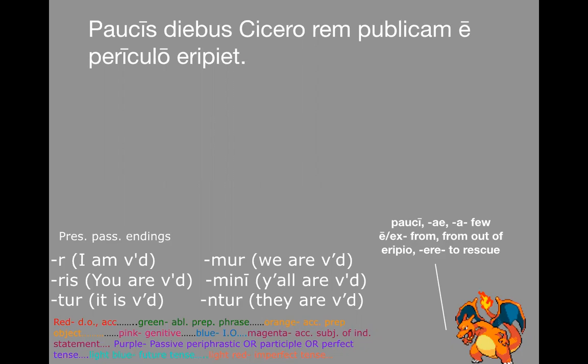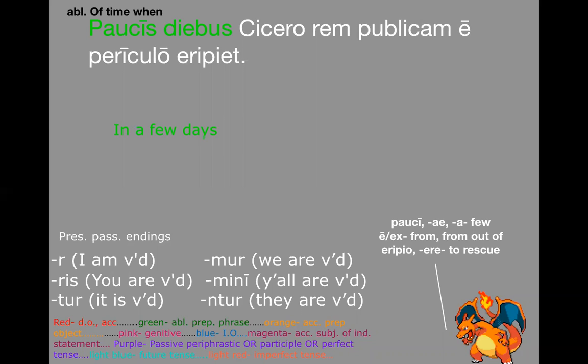Eripio is kind of like rapio. Rapio is to snatch. Eripio can be a little more like rescue. And it's one of these awful third conjugation verbs. So the E in eripiet is actually telling us that it's not present tense, but future. So in a few days, Cicero will rescue.